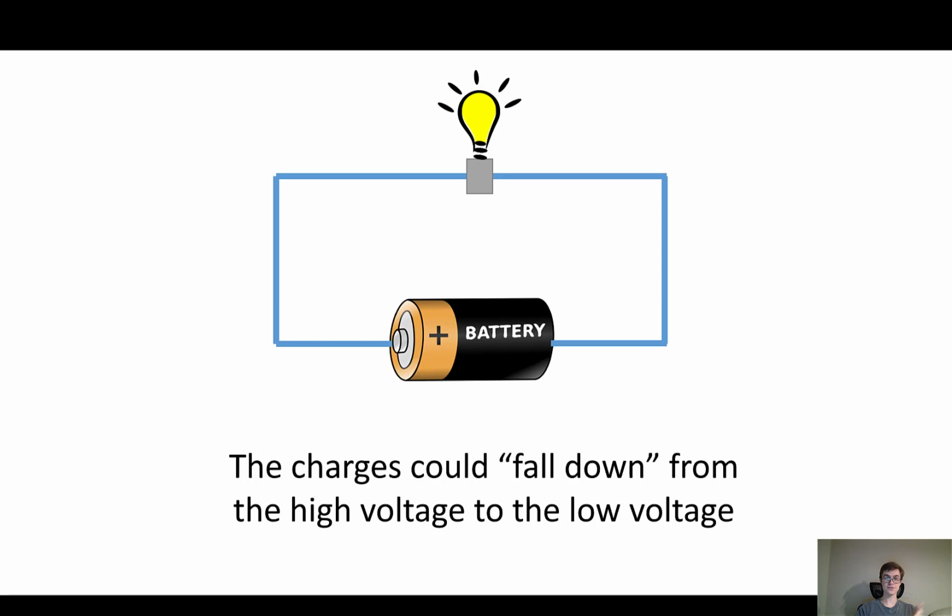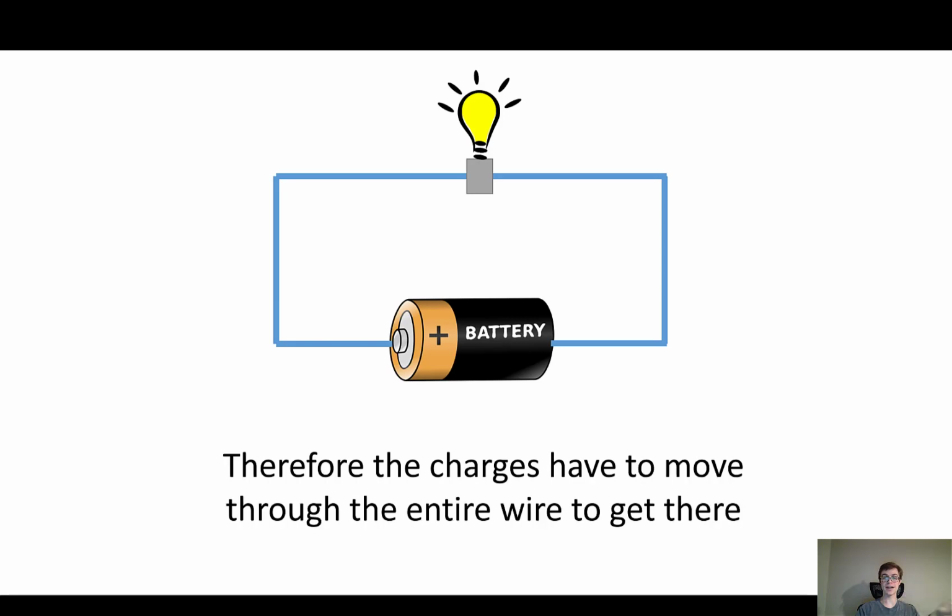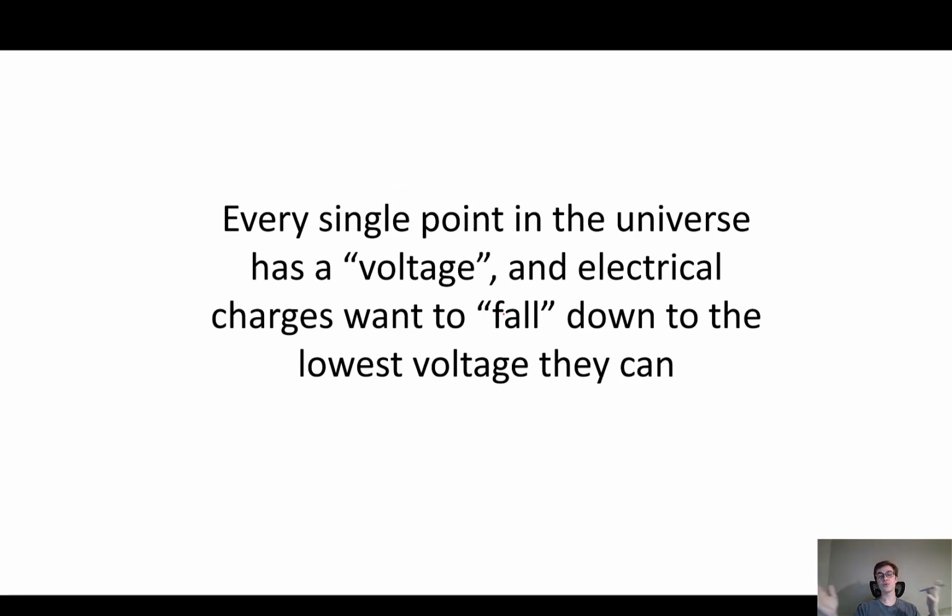They fall down from the high to the low, but they can't, because the middle of the battery has a barrier that they can't pass. And so in order to fall from high to low voltage, they have to go through this entire wire. So basically, you can imagine that they're falling down, falling down, falling down, falling all the way through. It's a little bit weird, but in principle, it's how it happens. So every single point in the universe has a voltage. Electrical objects want to fall down to the lowest voltage they can.